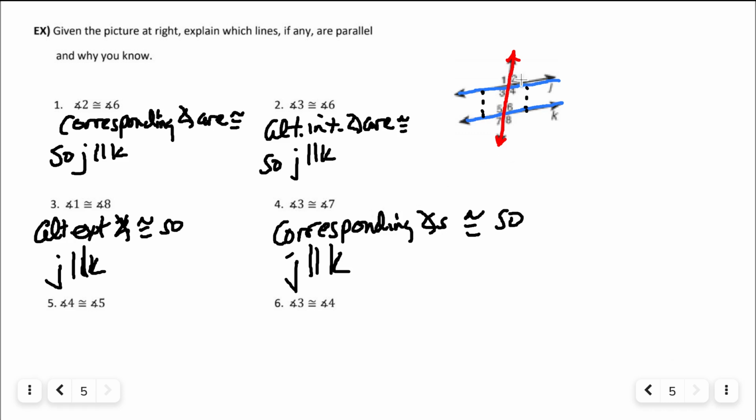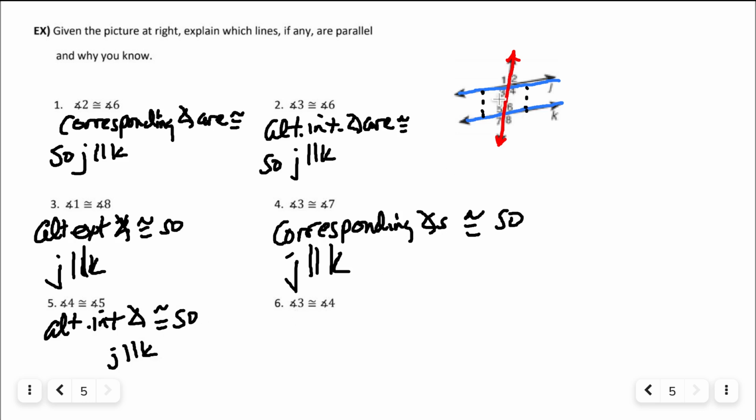Look at 4 and 5. 4 is in the interior. 5 is its alternate interior, and it says 4 is congruent to 5. So alternate interior angles are congruent. So J is parallel to K. We can make the conclusion.